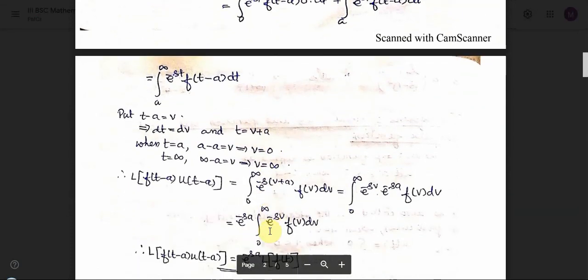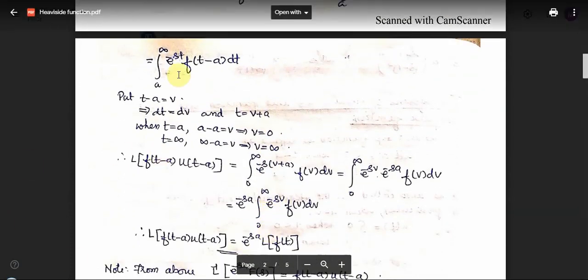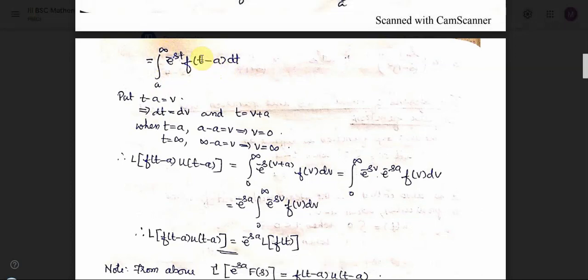a dt. Now, to evaluate this, because L of f of t is known to me, I want to put it in the form of L of f of t. That means I need the integral from 0 to infinity of e power minus st into f of t dt. The variable here is different, t minus a. Therefore, for this variable t minus a, I will do a substitution. Put t minus a equal to v. Therefore, dt equals dv, since the differentiation of a is 0 because it is a constant, and t is equal to v plus a.